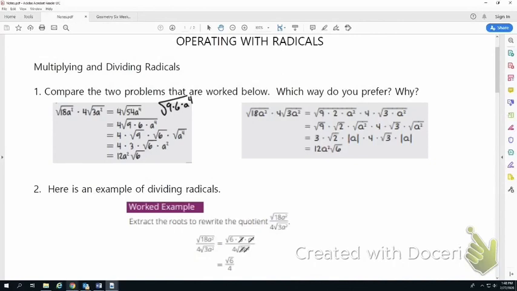The square root of 9 is 3. The square root of a to the fourth is a squared. And whenever you pull stuff out of the radical, you multiply it all together. That's going to give you 12a squared, and then the 6 is still underneath the radical.